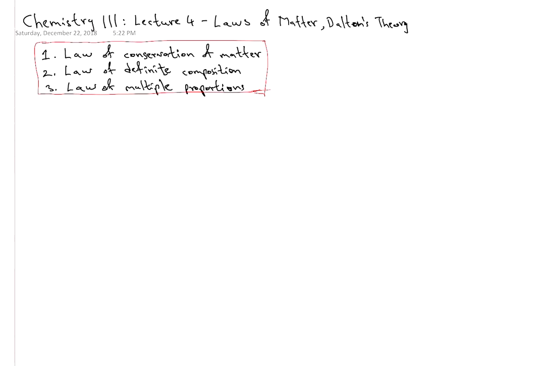So far, in lecture number 1 we covered the SI unit and dimension analysis. Lecture number 2 we talked about scientific notations, significant figures and rounding. Third lecture we talked about the components of matter, atomic structure, isotopes. And today it will be a short lecture on basically laws of matter and Dalton's atomic theory.